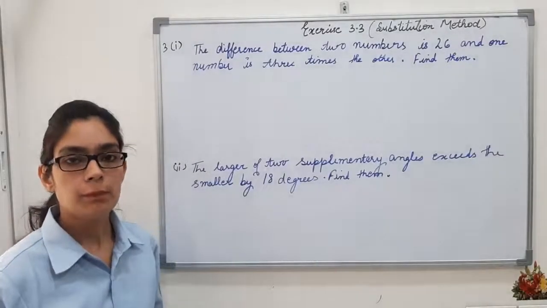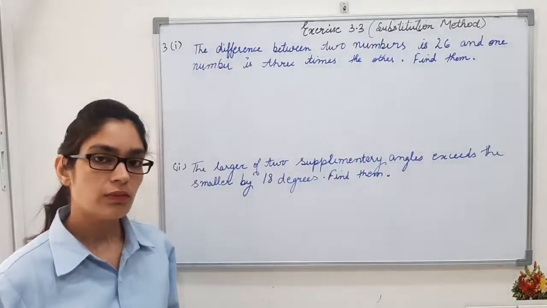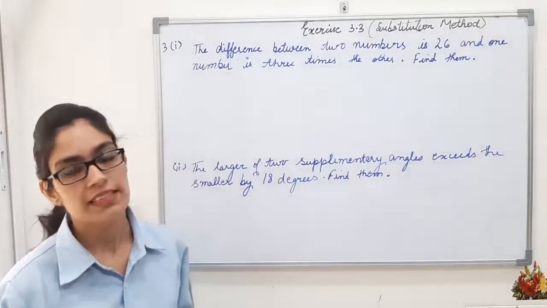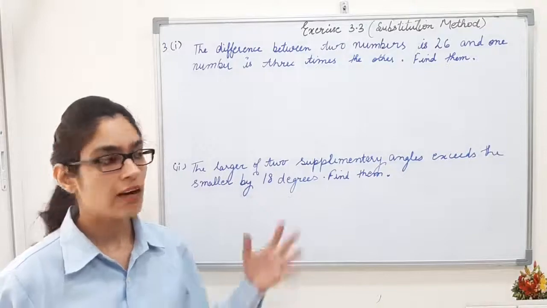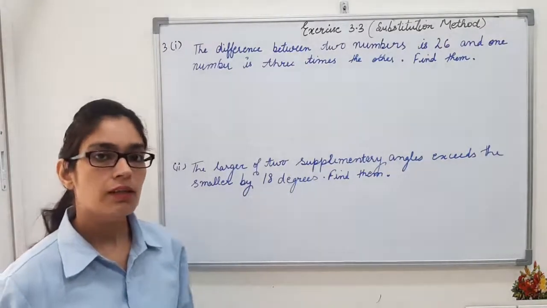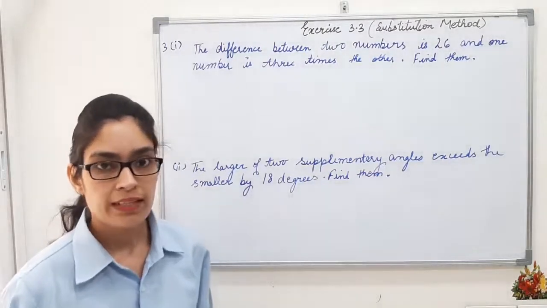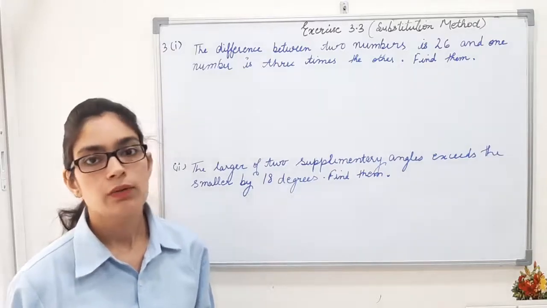In the third sum of exercise 3.3, we have 6 word problems, and I'm sure any one of them you can easily get in your exam, because in the next exercise we have to use the elimination method. So different methods, same sums have been given to you. So do these word problems very carefully and try to understand them and then make your equation.